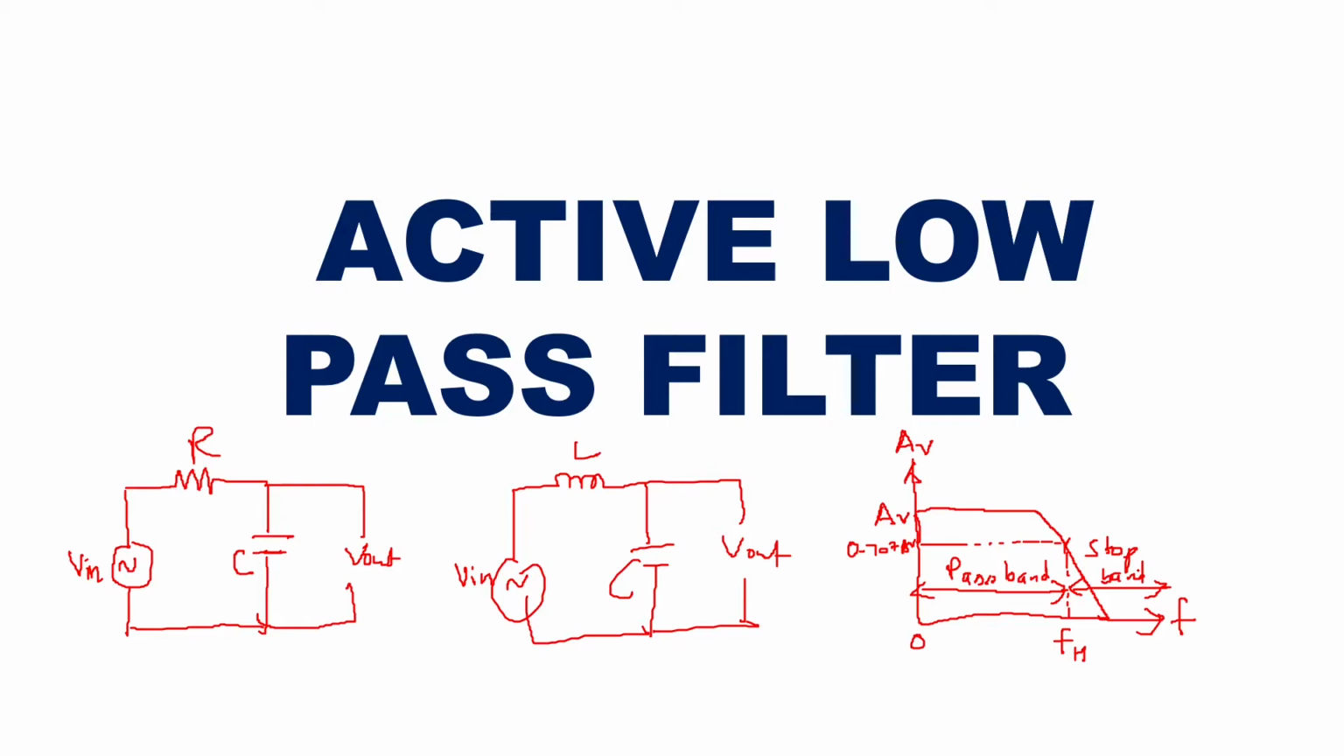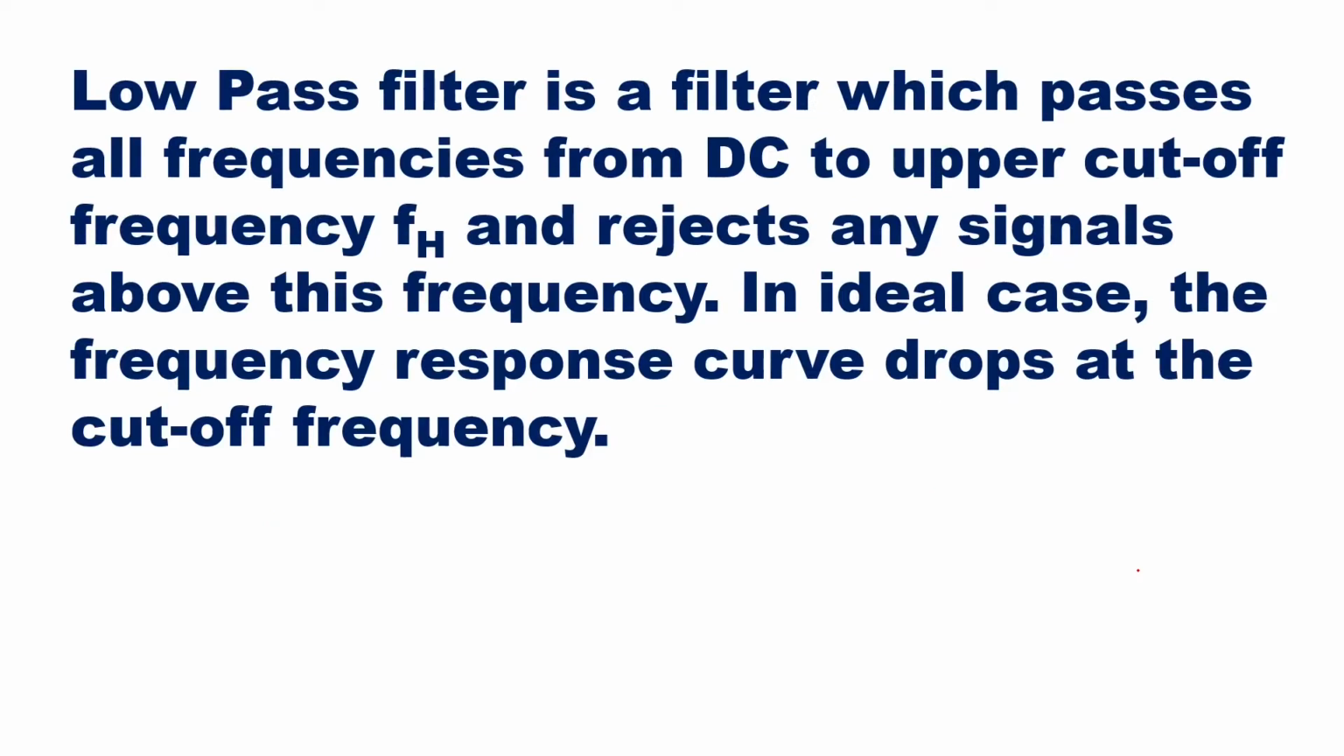It will also be called first order because you are using one set of R and C. First order or Butterworth active low pass filter. Here, the low pass filter is a filter which passes all frequencies from DC, that is 0 Hz, to the upper cutoff frequency FH, and rejects any signals above this frequency. In the ideal case, the frequency response curve drops at the cutoff frequency.